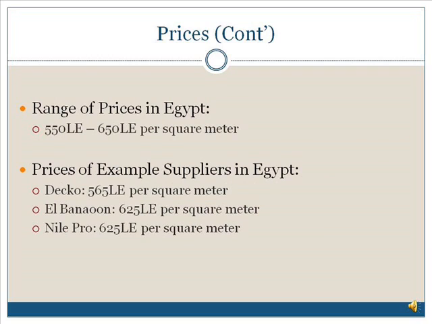Pricing in Egypt ranges between 550 Egyptian pounds to 650 Egyptian pounds per square meter, and prices examples in suppliers. For example, Deco offers a price of 565 Egyptian pounds per square meter. The range is almost similar for Al Bannaoun and Nile Pro.